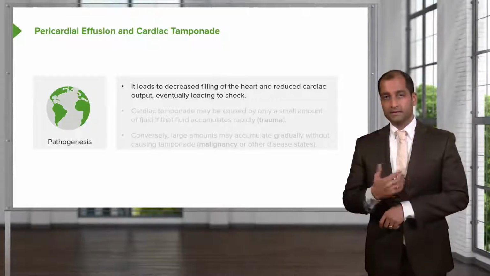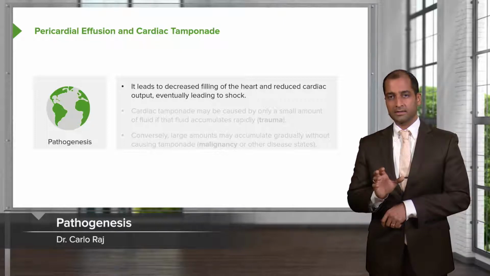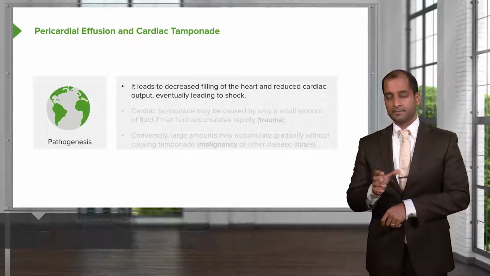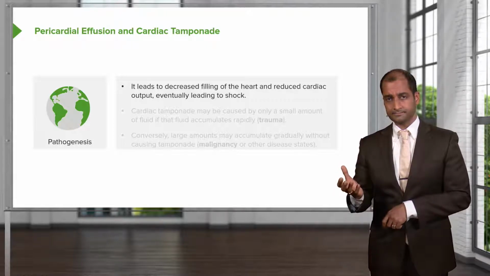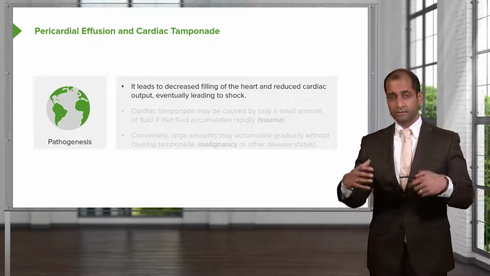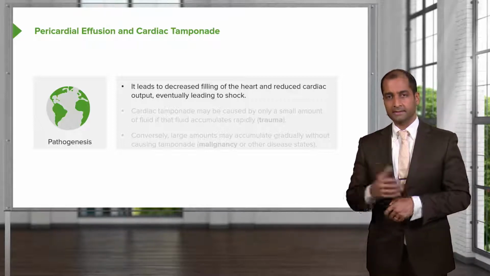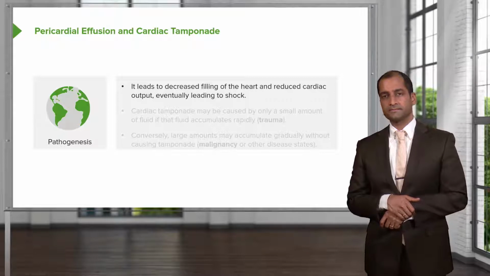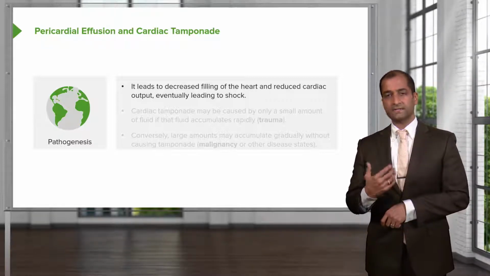Now, with both of these conditions, it leads to decreased filling of the heart. Now, let me break that up for you. Remember, the pericardial cavity is being filled pathologically. But in the meantime, what is it doing to the heart? It's restricting it. So therefore, now you tell me, what kind of dysfunction is this? Good. A diastolic dysfunction, because you can't fill up the heart.